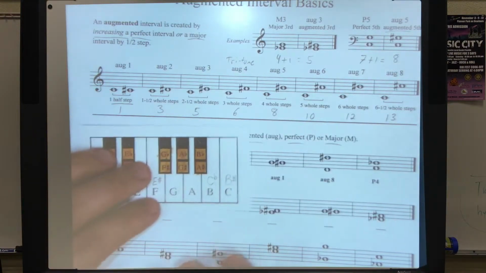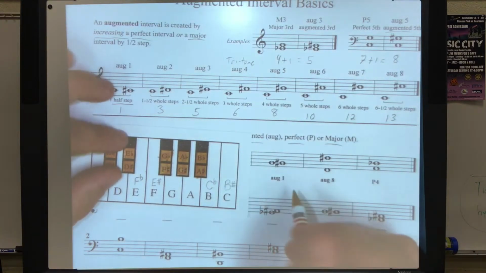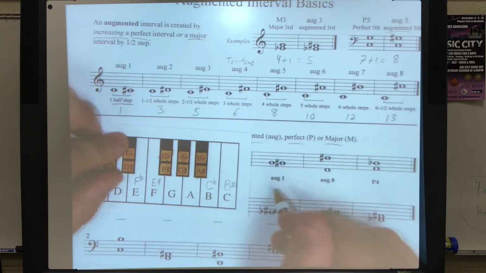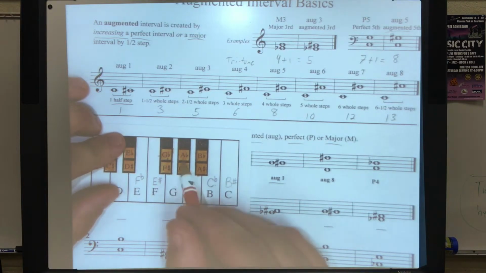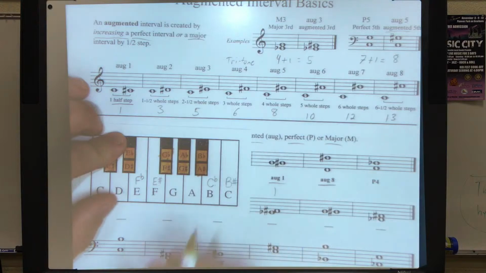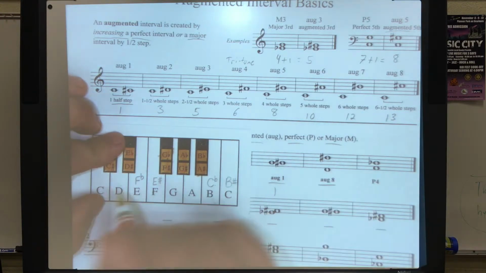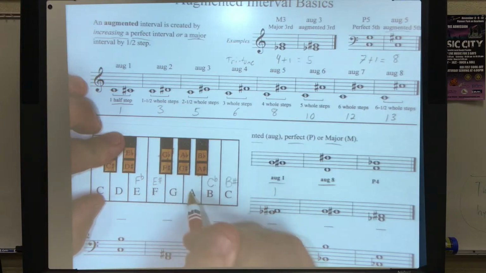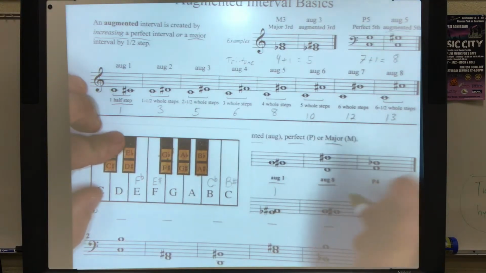I'm going to move the keyboard to the other side. We'll finish these last 3. Augmented 1, which is 1 half step. That's pretty easy. We can just look at our keyboard and go from G to G sharp, 1 half step. Augmented eighth, remember that's the weird one that has 13 half steps. So we know D, 1, 2, 3, 4, 5, 6, 7, 8, 9, 10, 11, 12, 13. D to D sharp is 13 half steps.